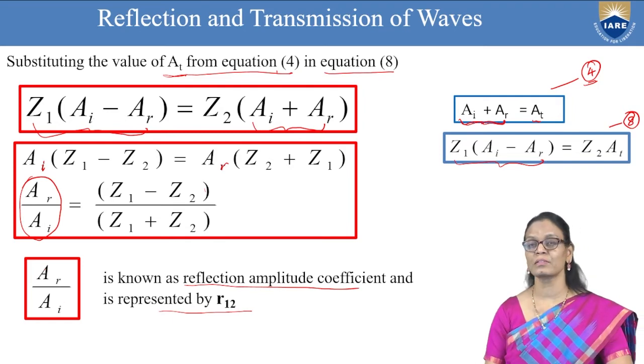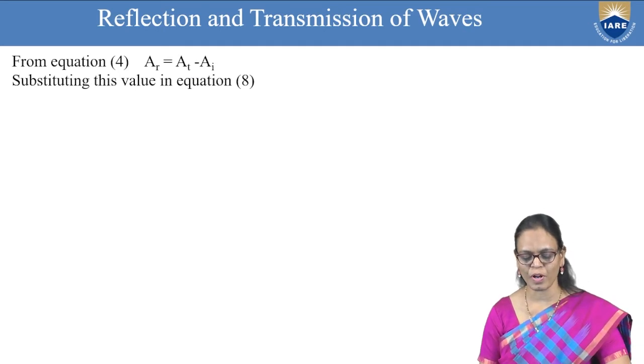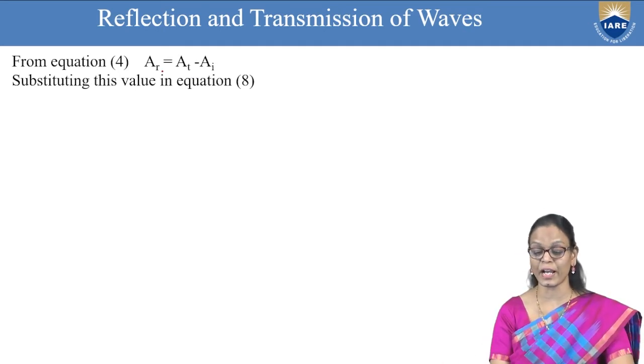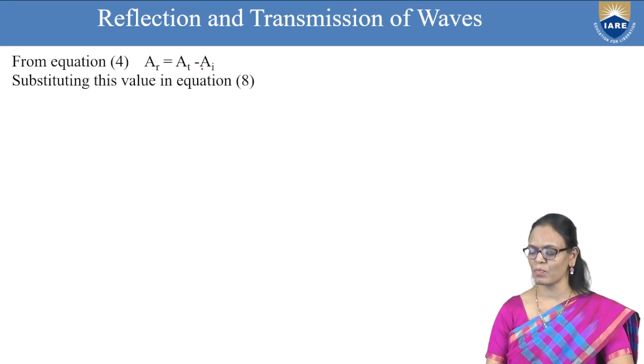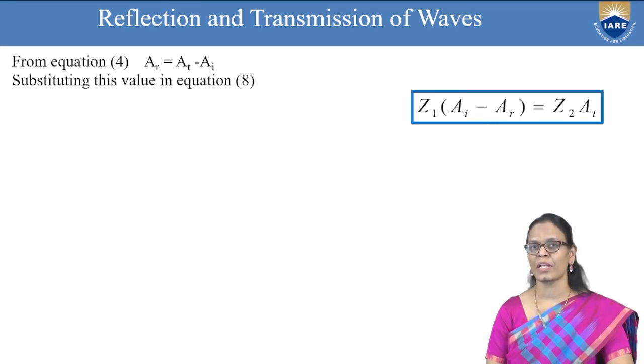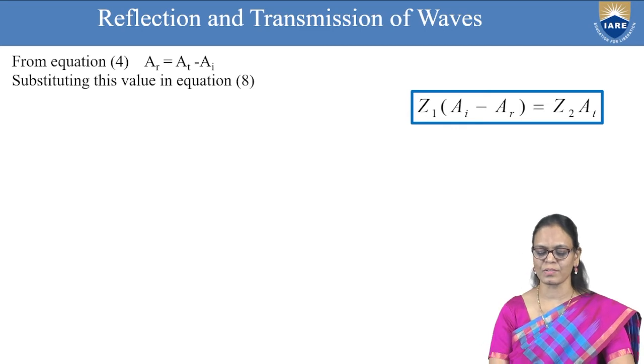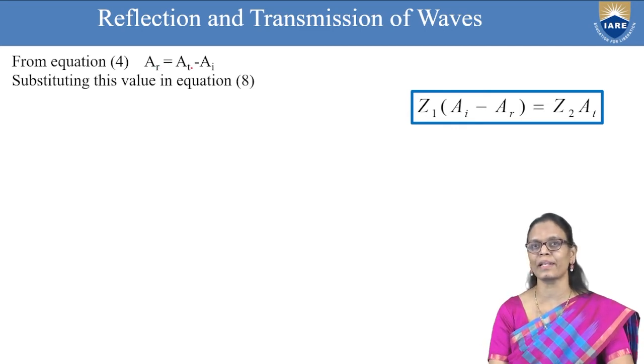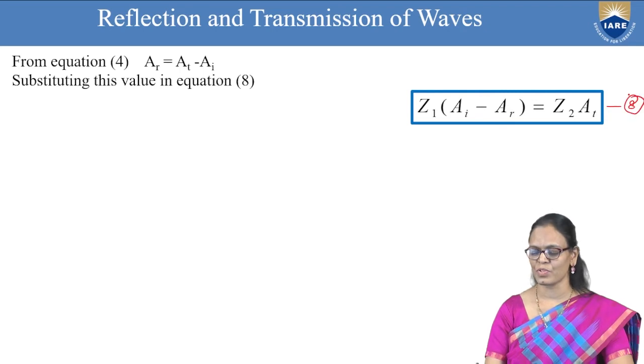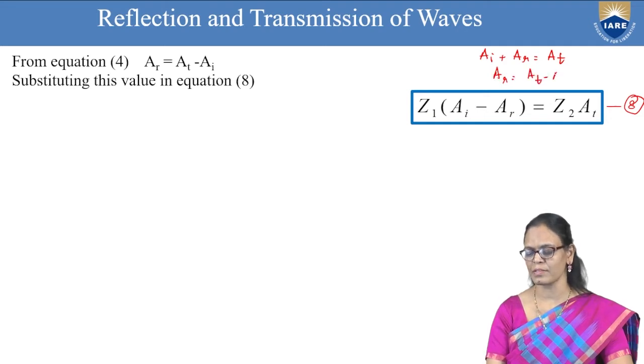Now let us see the transmission coefficient. So from equation 4, we will write AR is equal to AT minus AI. So what was our equation 4? AI plus AR is equal to AT. So from there we have written AR is equal to AT minus AI. And we are going to substitute this value in equation 8. So this is our equation 8. So where did we get this from? AI plus AR is equal to AT. This was our equation 4.